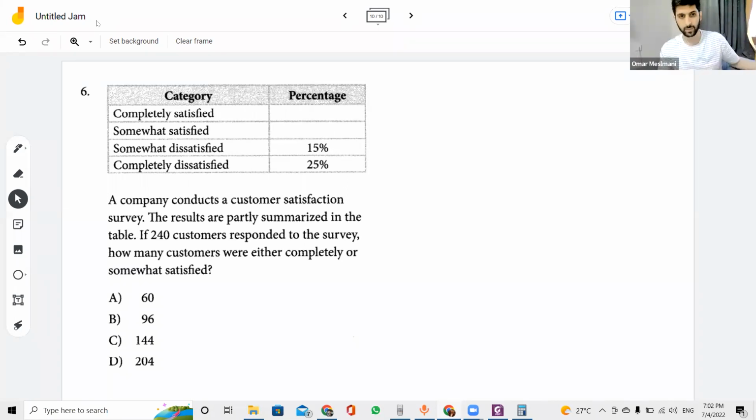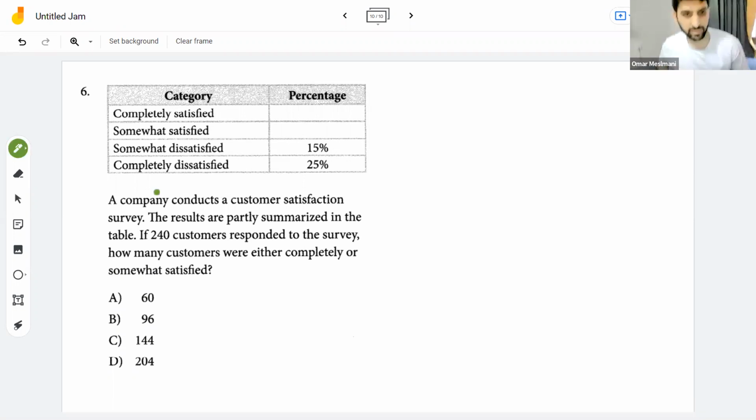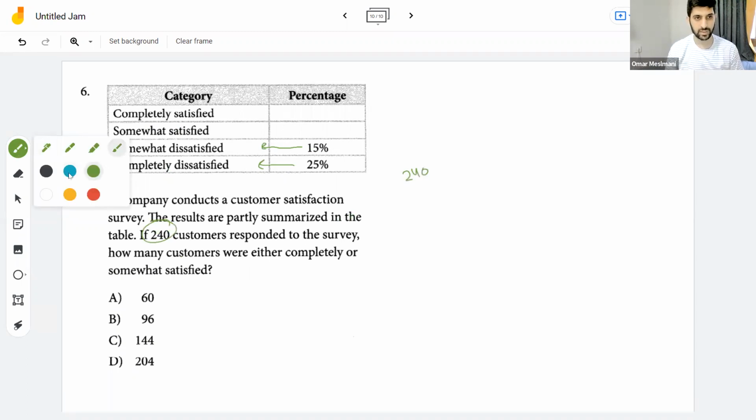Okay, sorry for this. All right, so that's an easy question. What he's saying to you is that the company conducts a survey, and as you can see, we have somewhat dissatisfied 15% and completely dissatisfied 25%. How many customers do we have right now? We have 240 customers. The question starts here: how many customers were either completely or somewhat satisfied? So we're looking for these two, completely satisfied and somewhat satisfied, both of them at the same time.